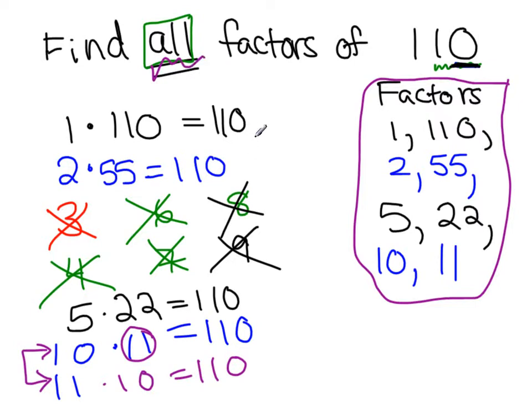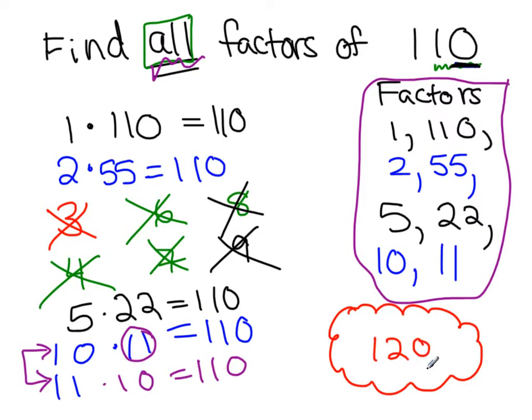All right? For fun, try on your own. I know you guys are adventurous. Try finding all factors of 120. And if you can, I'll tell you right now, there's 8 of them. 8 factors total. Okay? So that will be a fun journey. Give it a shot.